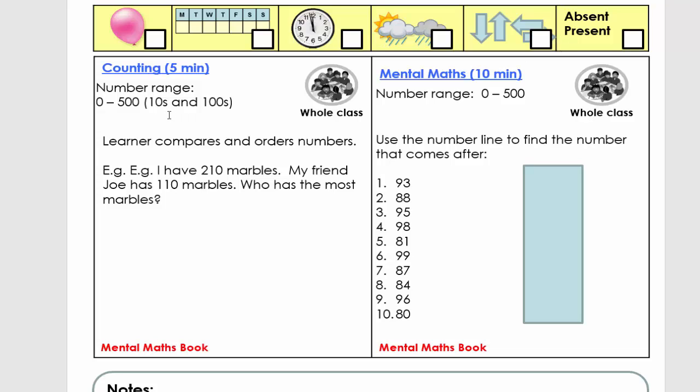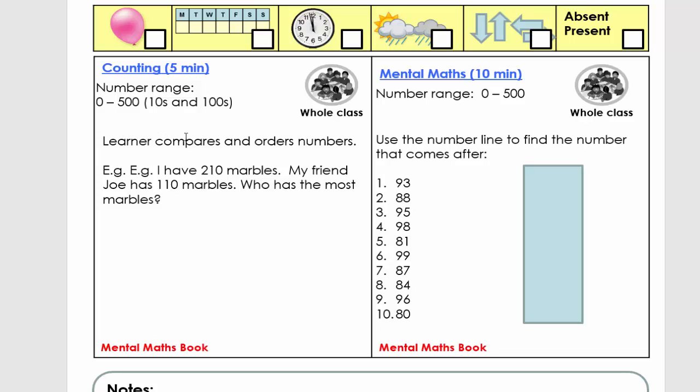Okay, it's then time for counting. So today we're going to count from 0 to 500 in tens and hundreds. Remember, again, we don't always have to start at 0. We can say 410, 420, 430. Carry on. Or we can say 480, 470, 460. Count on. Or with hundreds, it's easy: 100, 200, 300, 400, 500.